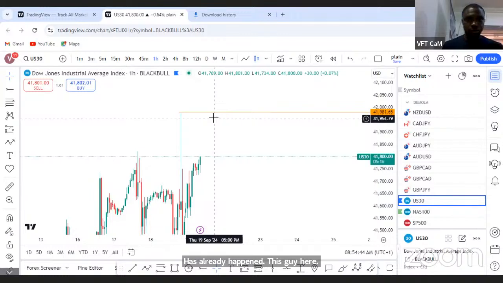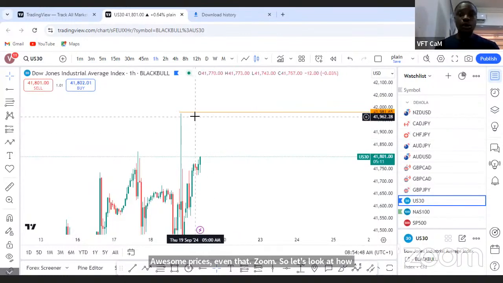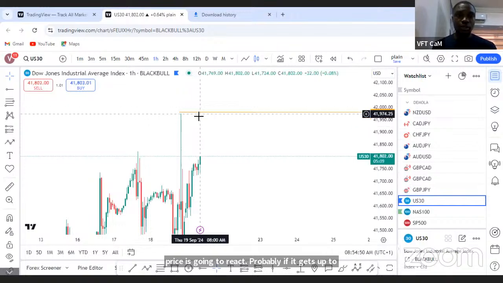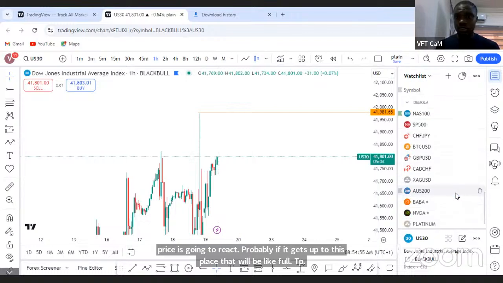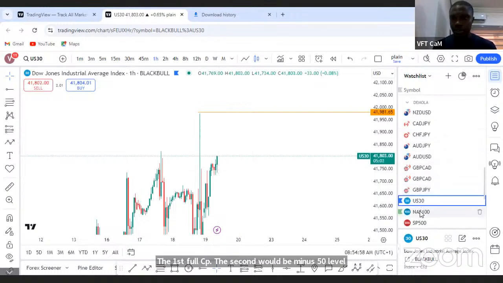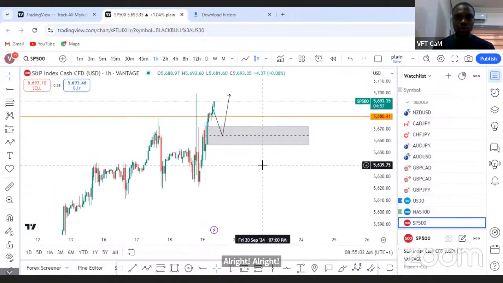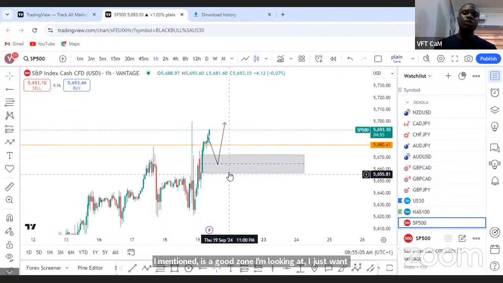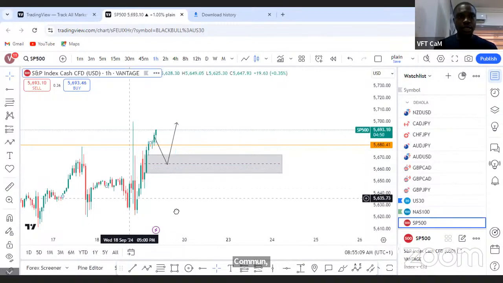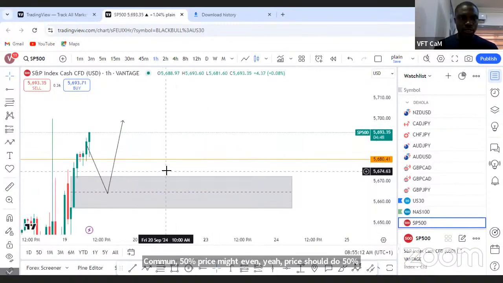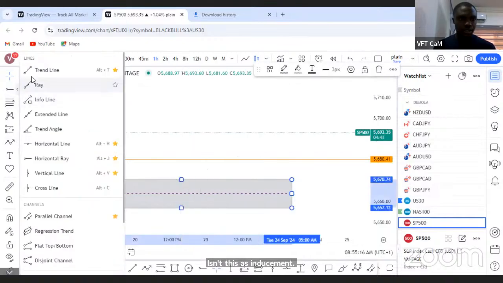Awesome. Price is approaching even that zone. So let's look at how price is going to react. Probably if it gets up to this place, that will be the first full TP. The second one will be the minus 50% extension level. All right. So on S&P 500, as I mentioned, this is a good zone I'm looking at. I just want price to probably come into 50%. Price should do 50% of this fair value gap using this guy as inducement liquidity.